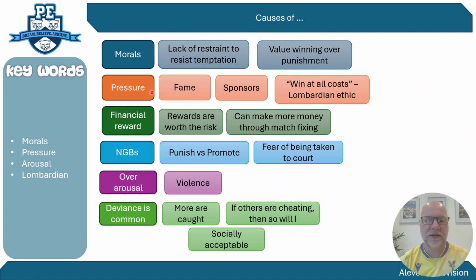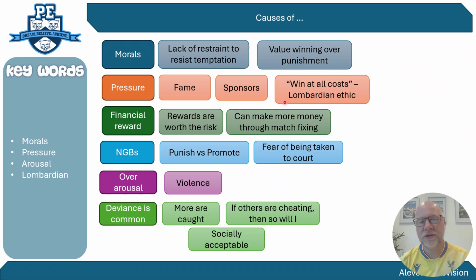Pressure comes in, and that's quite a good one. Pressure is a recurring theme throughout this content, so always just remember pressure is an area. There's pressure to maintain your fame and the associated elements around fame, the money that comes with it. The sponsorship, sponsors put pressure on people. The spectators put pressure on people. The coaches put pressure on people. So all these things lead to an individual cheating.